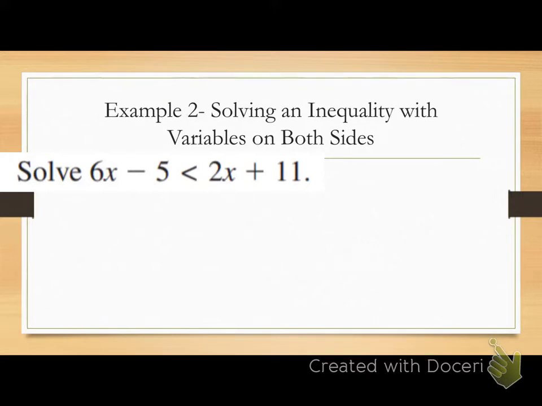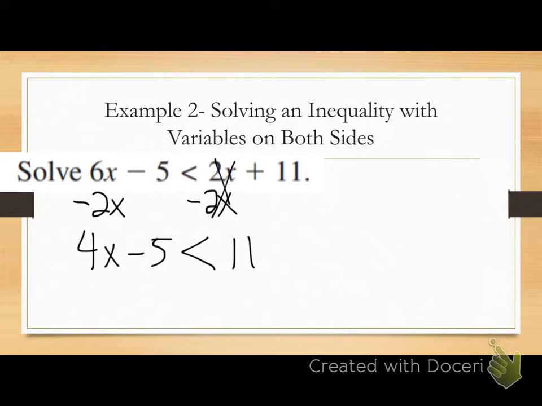So here, I've got a variable on both sides of the inequality. I want them on the same side. How would I do that? 2x minus 6x. Yep, I can subtract 2x from both sides. Or if I wanted to, I could have subtracted 6x. It doesn't matter which one I subtract, as long as I'm getting them to the same side. What's 6x minus 2x? 4x minus 5. I've got 11 on the right. Does my symbol flip or stay after that step? Stays the same.